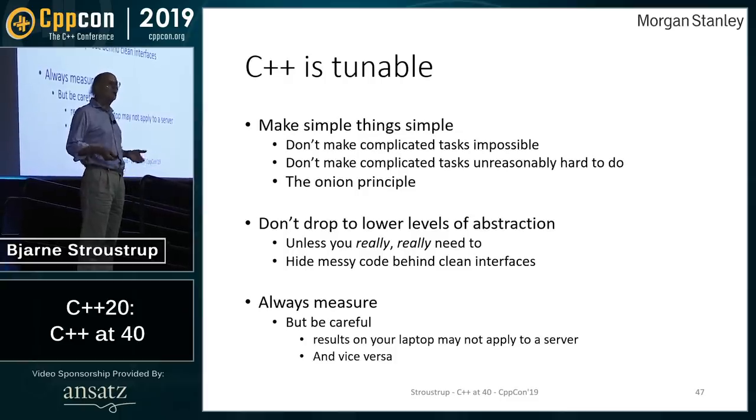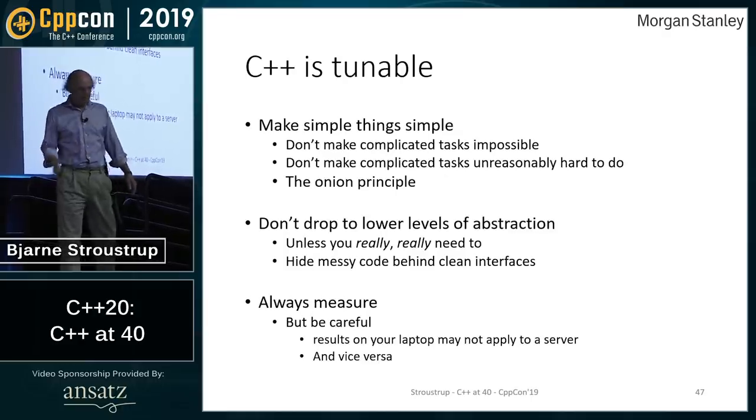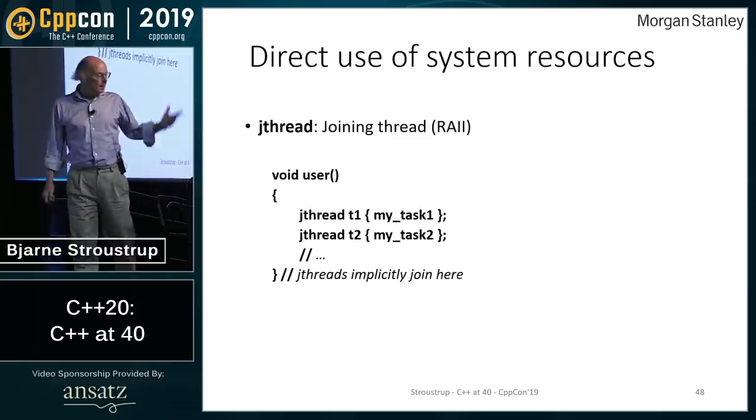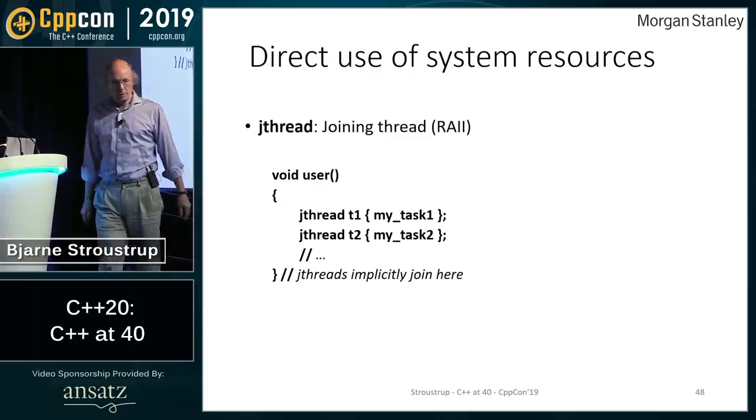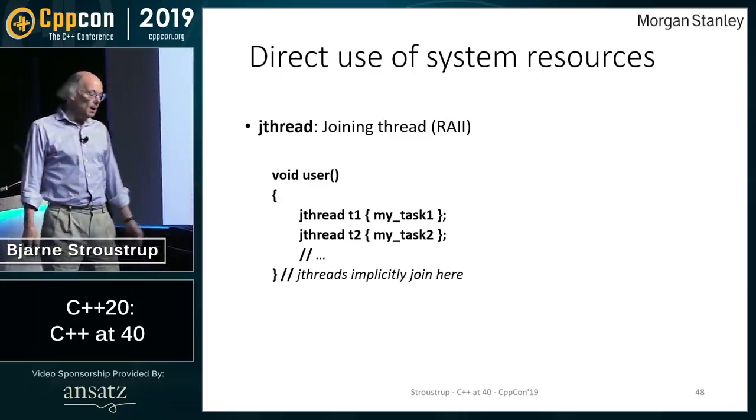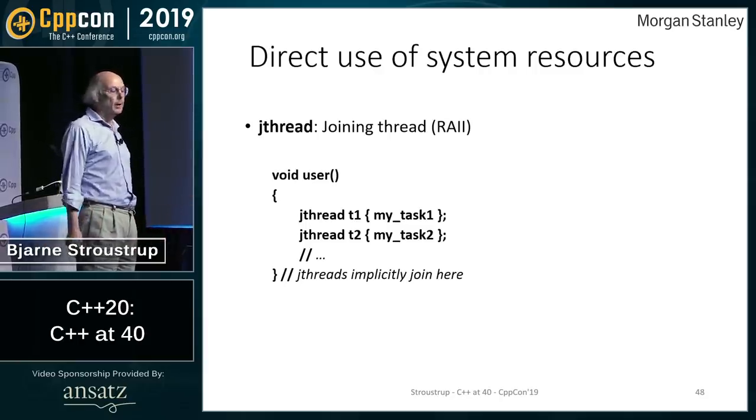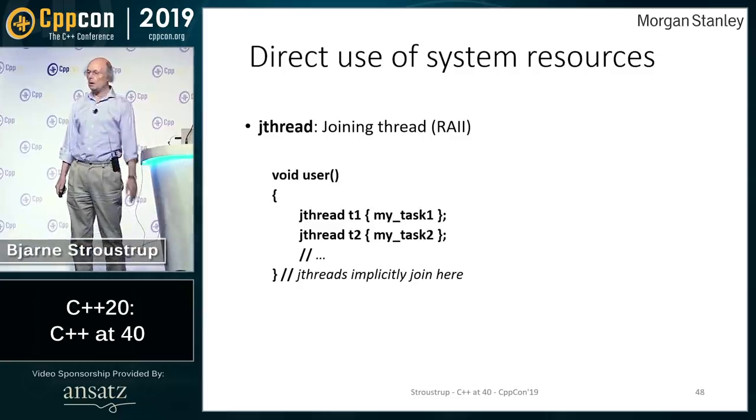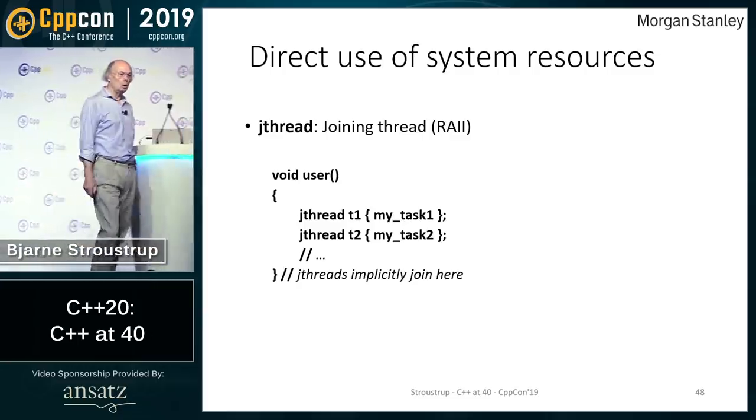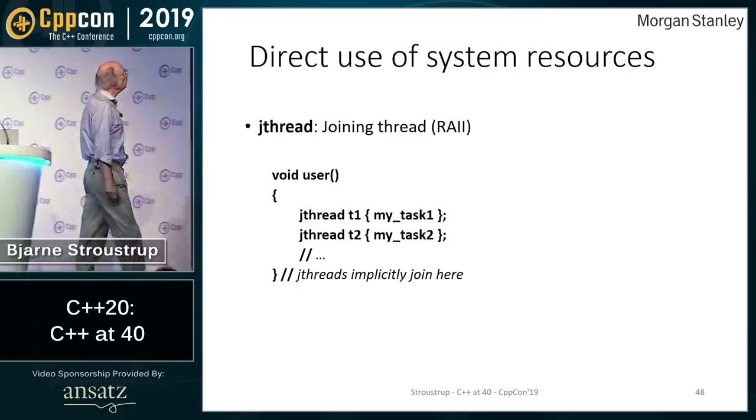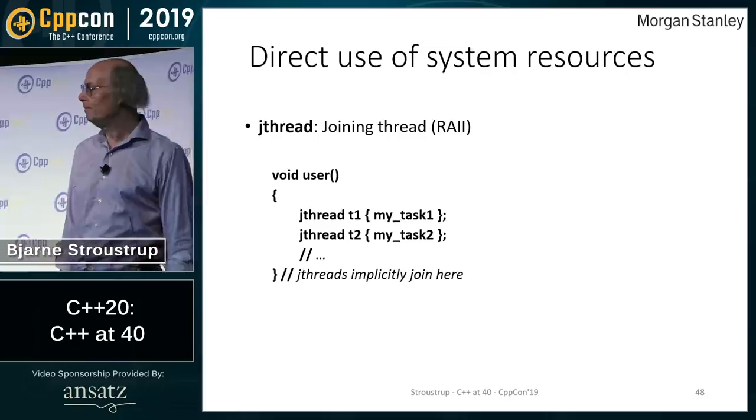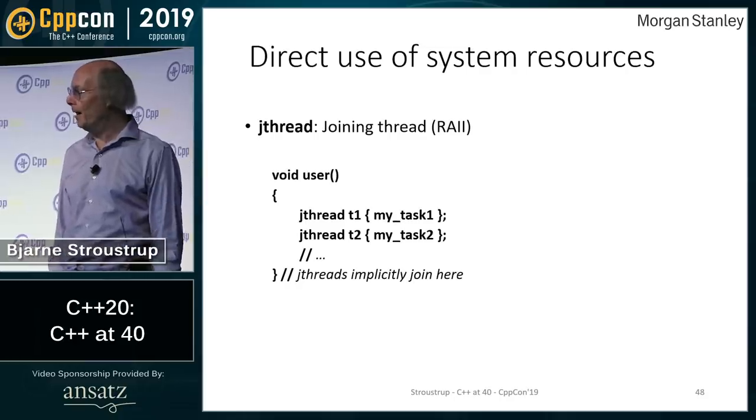And so this is one reason you want the higher level interfaces, because then you can go to the lower level separately for different kinds of architectures. Again, direct use of system resources. Here's a very simple use. I have n threads that do my n tasks. Fine. We use RAII. At the end of the block, they all wait for each other, and when everybody is finished, we proceed. Can't be much simpler than that.